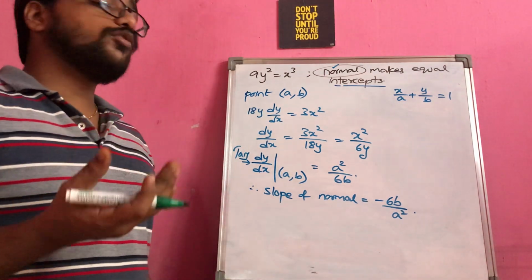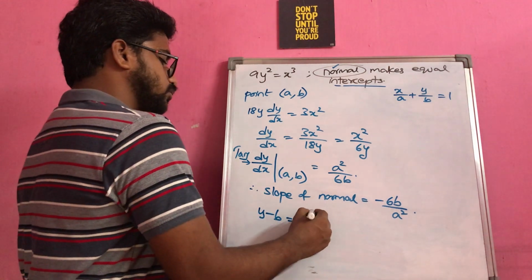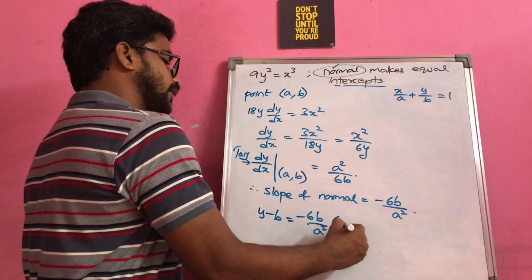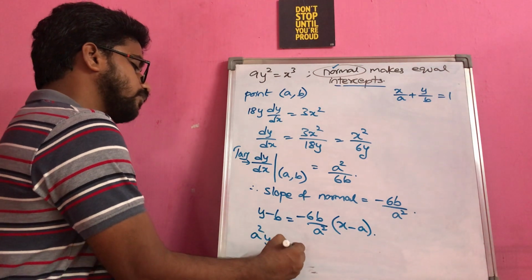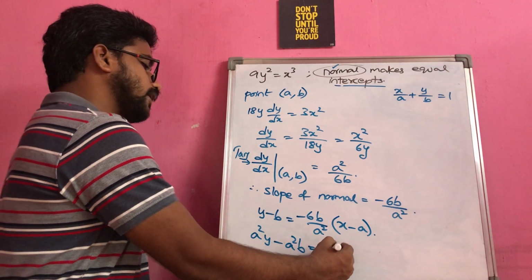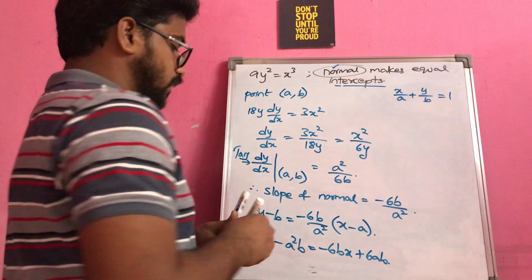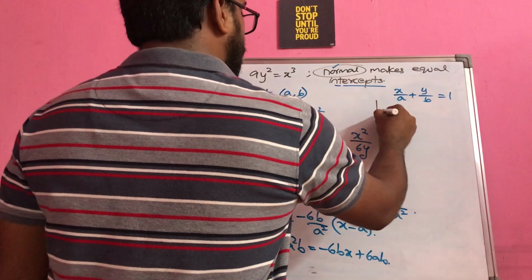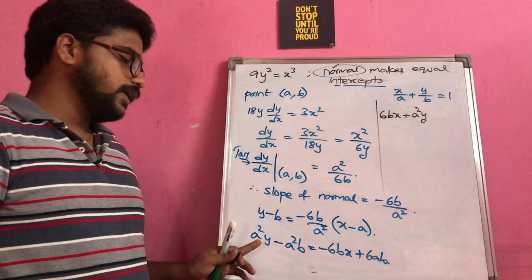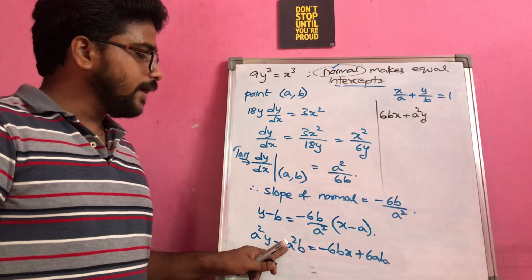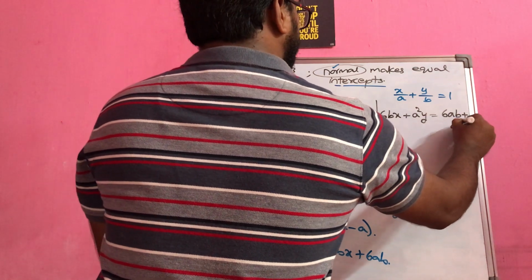Now we have to find the equation of a normal. So let us find the equation of normal. y minus b is equal to minus 6b by a square into x minus a. So try to simplify this. a square y minus a square b is equal to minus 6bx plus 6ab. So if you simplify this equation further by bringing everything to one side, I will be getting 6bx plus a square y. I just brought this minus 6bx to the left side. a square y, let it be on the left side only. Minus a square b I am sending to the other side. That means 6ab and then plus a square b.